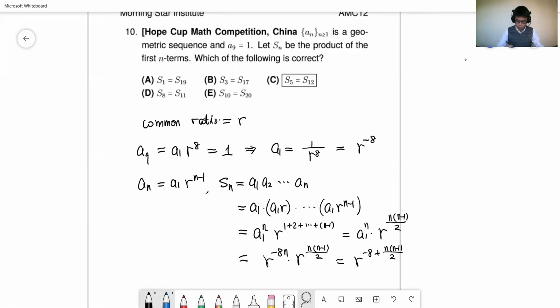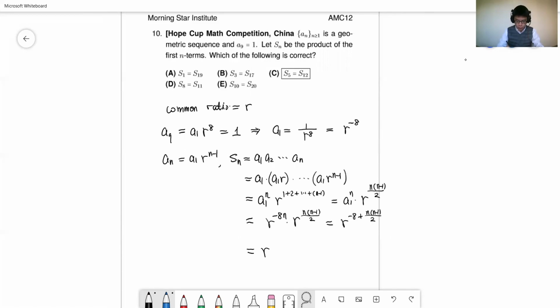Which is equal to R to the exponent n times n minus 1 divided by 2. And let's check these choices. And you will see S5 equals S12 because S5 equals R 5 times negative 12 divided by 2, and S12 equals R times 12 times negative 5 divided by 2. So these two terms are clearly equal. So we have answer C.